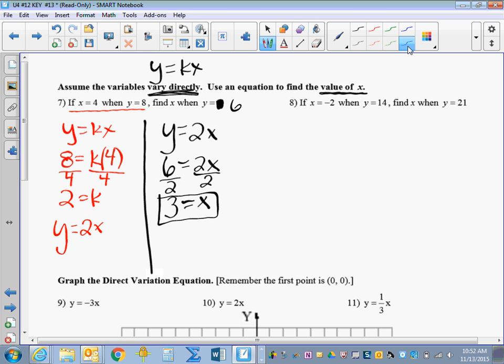Alright, again, this is a two-part problem. My first part, I need to find my equation with that first chunk of information they give me. Y equals k times x. X is -2. Y is 14. I substituted my numbers that I have. Guys, come on, we're on the next one. Divide by -2. What is 14 divided by -2? Very good, -7.